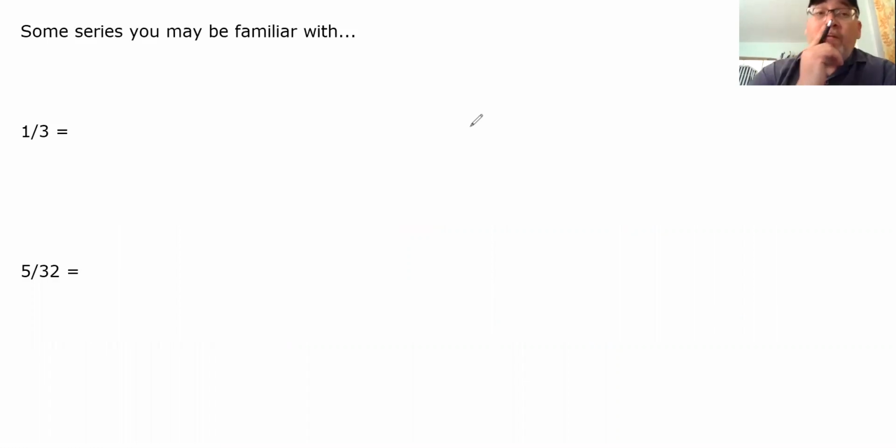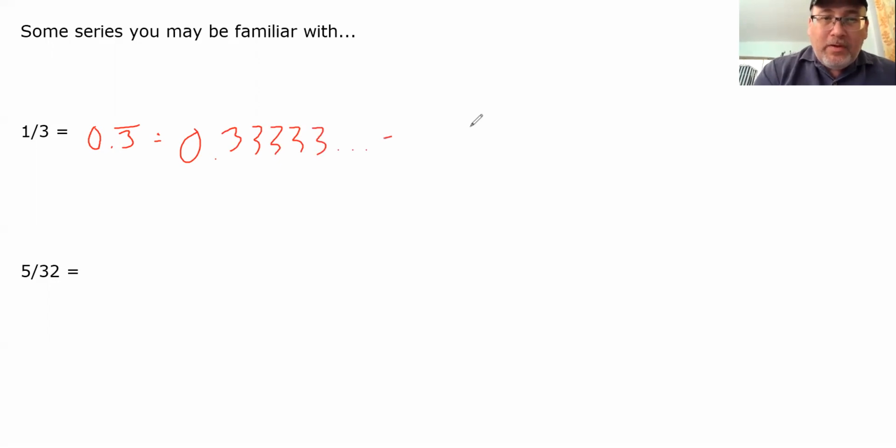For example, when you first dealt with fractions back in elementary school and learned that there are decimal equivalents to fractions, you were actually dealing with infinite series and didn't even know it. For example, 1/3, as most of you should know, is 0.3 repeating. But what does that literally mean? Well, it means 0.33333 and so on.